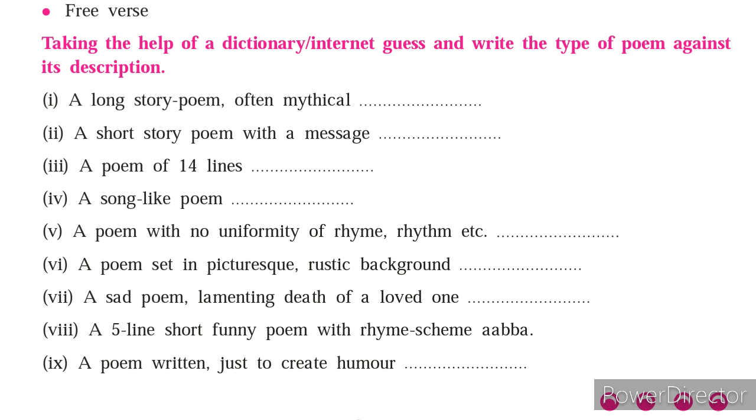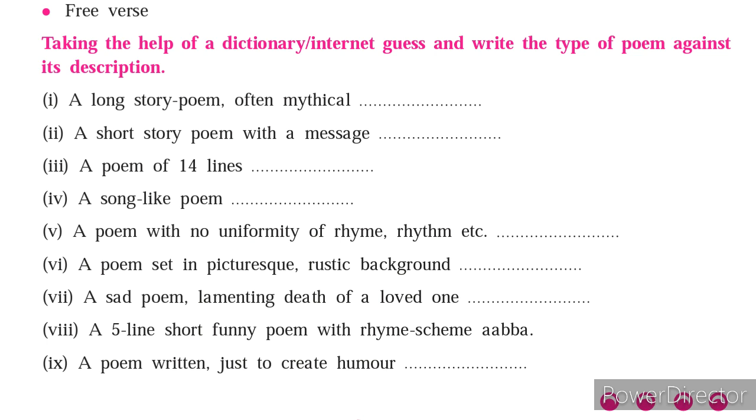The next, a short story poem with a message. Right, now it is a kind of short story with a full message, with a moral message. So what is it? It's a ballad. The third one is a poem of 14 lines. What is it? It is a sonnet, right? A sonnet is always a 14-line poem. The next, a song-like poem. What is it? It is a lyric.